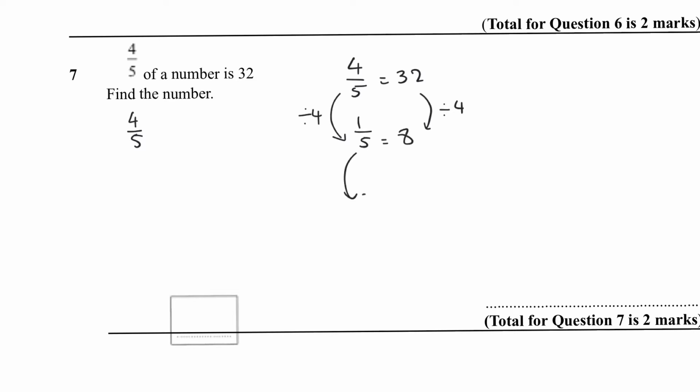So to work out what 5 out of 5 is, aka a whole, we would multiply 1/5 by 5, and that would leave us with 40. So we know the original number is 40. So whenever it comes to comparing things, I always work out what one of it is and then multiply it by how much I'm trying to get to.